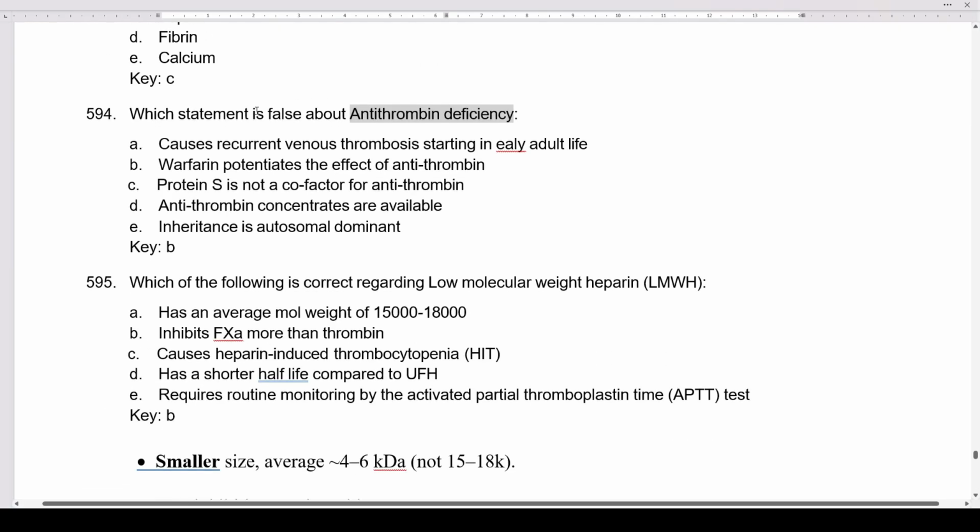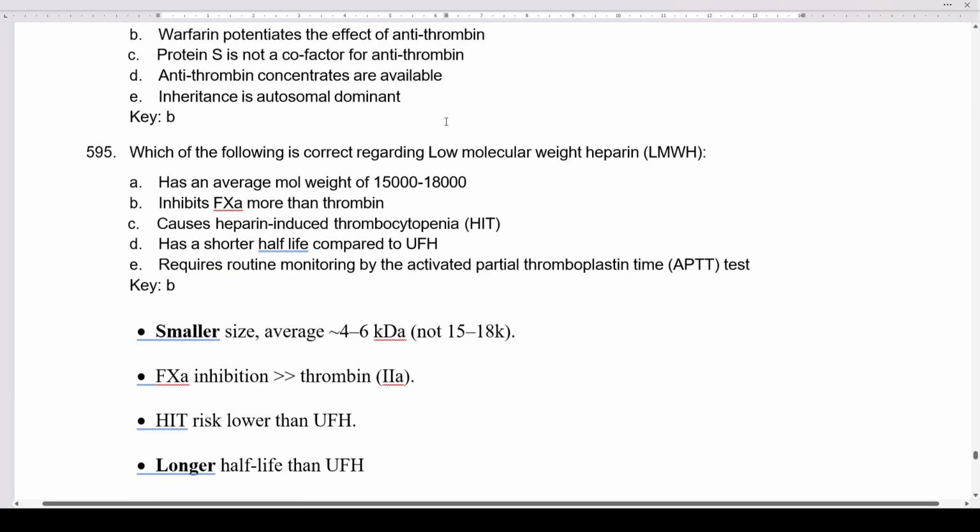Which statement is false about antithrombin deficiency? When there is antithrombin deficiency, there is a prothrombotic state, thrombophilia, which causes recurrent venous thrombosis starting in early adult life, so it is correct. Warfarin potentiates the effect of antithrombin? No, it is heparin, so this one is wrong. Protein S is not a cofactor for antithrombin 3, it is correct. Antithrombin concentrates are available, it is right, and it is autosomal dominant, AD.